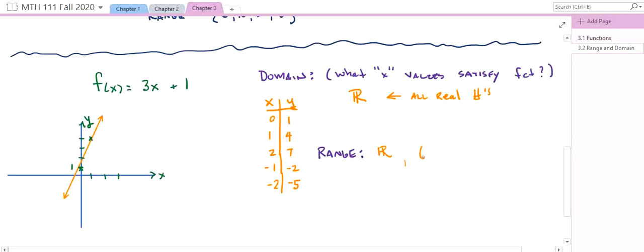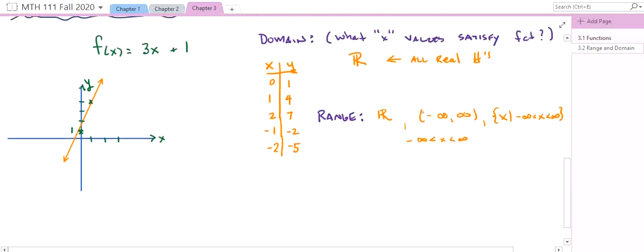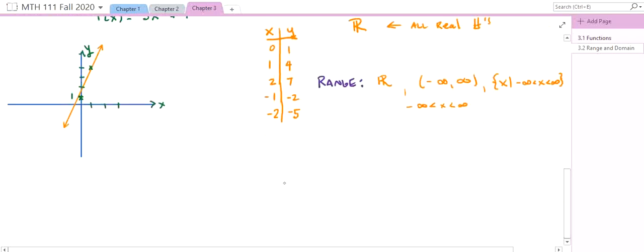Another way to write this is minus infinity to infinity with these curvy brackets, or I could say x such that minus infinity is less than x is less than infinity. Or I could just write minus infinity is less than x is less than infinity. So all these are correct ways to express, and of course I could do the same thing up here in the domain, but all these are correct ways to express the range and domain. So there's a lot of functions where all real numbers are a range and domain.